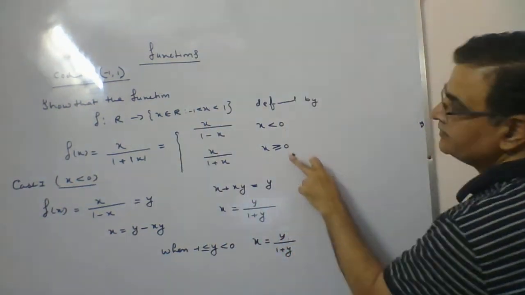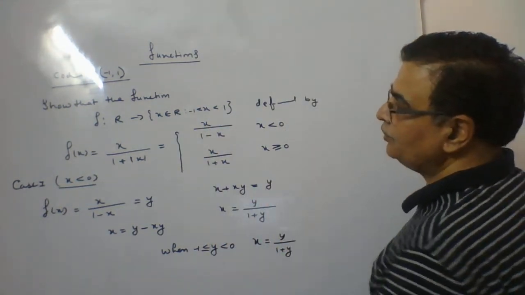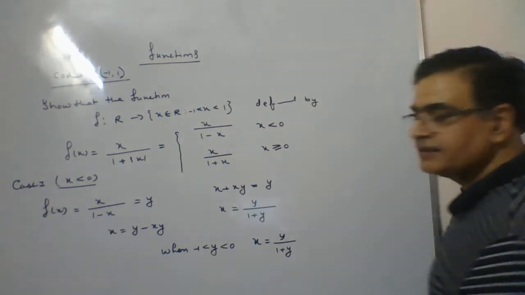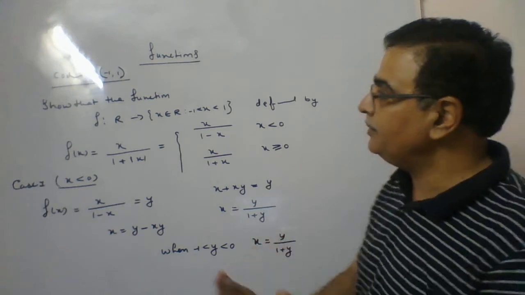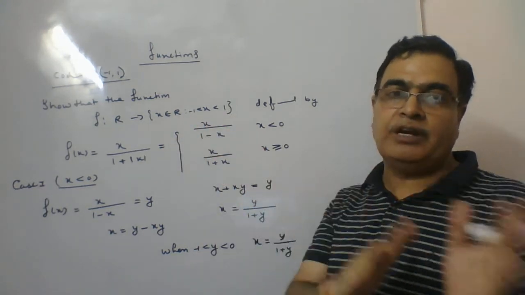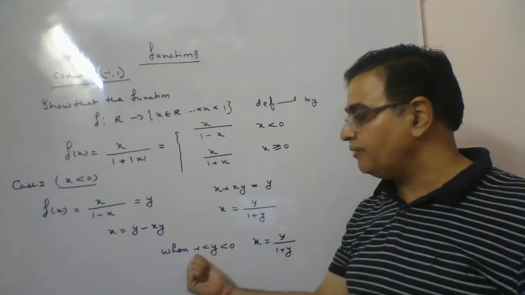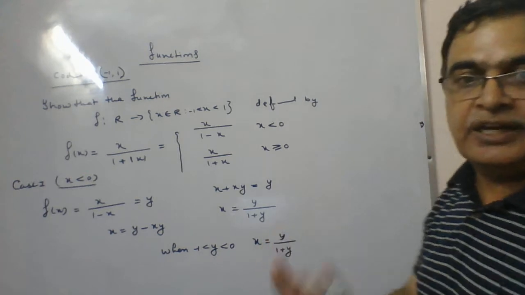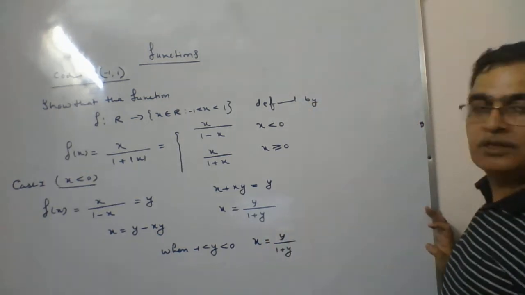I've just taken less than 0 and greater than or equal to 0. And here it is not given. So we will say when y is between -1 and 0. I just repeat it. Question says x should be between -1 and 1, not including 1 and -1, because problem will come when we take -1 included, this come out to be infinity. So that cannot be possible. So that should not be in the codomain.